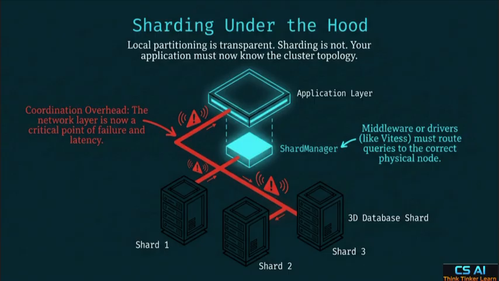Under the hood, sharding is a whole different beast. Local partitioning is transparent, but sharding is not. Your application layer needs to be cluster aware. You'll need middleware like Vitess or custom driver logic to route queries to the correct physical node. That coordination layer is now your new critical point of failure and a major source of potential latency.